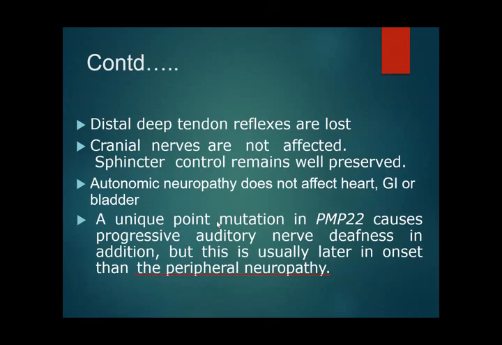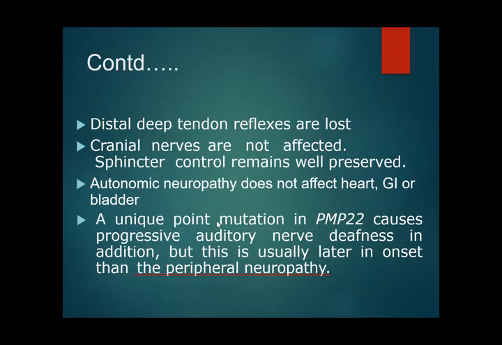Cranial nerves are not affected, not even the facial nerve. The sphincter control remains well preserved. There is no sphincteric involvement. Autonomic neuropathy, unlike GBS or diabetes, does not affect the heart, GI tract or bladder. Intelligence is normal in these patients, and a unique point mutation in the PMP2 gene causes progressive auditory nerve deafness. This is usually late in onset, and it is present in one variant of HMSN.